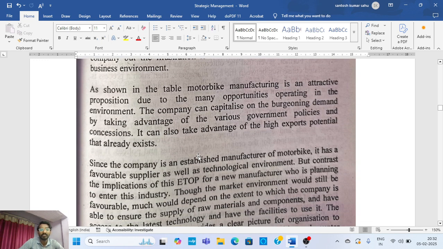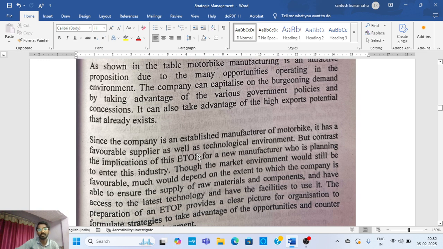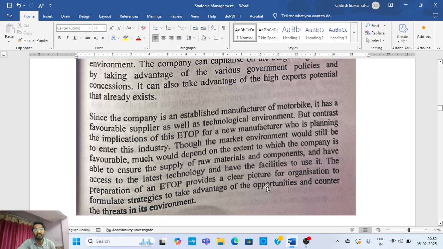Okay, so ये एक one type का आपका example था related to ETOP. Since the company is an established manufacturer of motorbikes, let me read once what it actually means. Since the company is an established manufacturer of motorbikes, it has a favorable supplier as well as technological environment. But contrast the implications of this ETOP for a new manufacturer who is planning to enter this industry, right? The first point is clear.